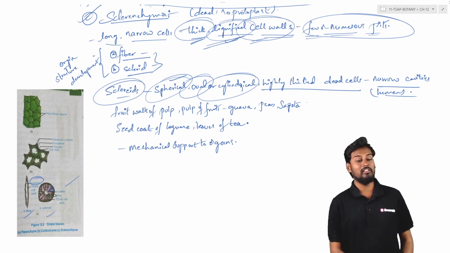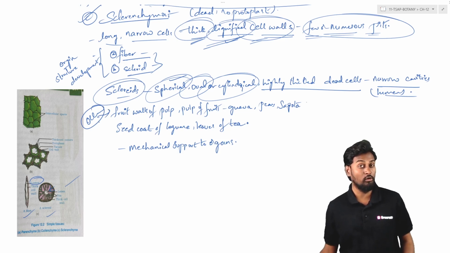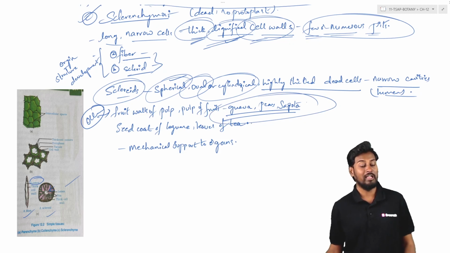ఇక్కడ occurrence చూసుకుంటే, they are generally present in the fruit pulp of guava, sapota, and also some fruits like pears. So these are the fruits which show the pulp. The pulp of these fruits generally shows this kind of structure called sclerenchymal cells, and we can see in the fruit wall of the pulp of guava, pears and sapota this kind of occurrence.